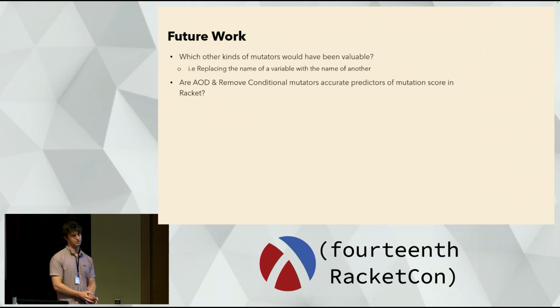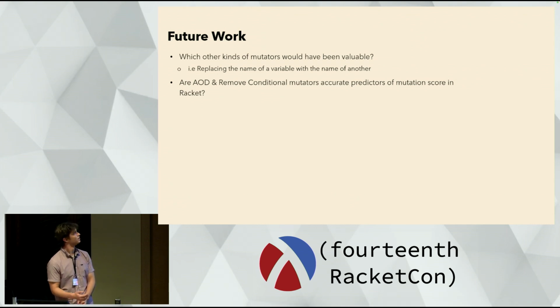And definitely, I think there are mutators that would exist in Racket that wouldn't necessarily exist in Java, and those might be more useful. As we saw, the match removal was the most likely to survive for open source projects, and that's a specific example of one that exists in Racket but does not exist in Java. So just having other mutators added would be the most obvious future work for this.